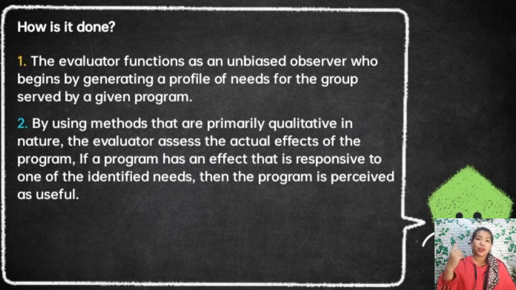So, in the first part, it might have been mentioned or written that in the goal-free method, the evaluator was kept away from the goals and objectives of the program. That means the evaluator doesn't know about the goals and objectives of the program, hence they don't have much communication with the people involved there.